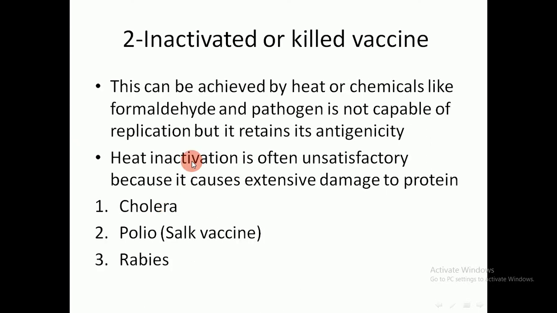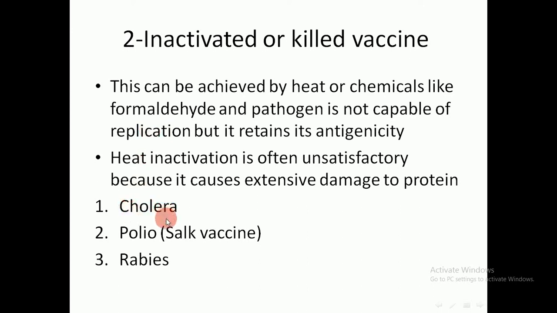A second type of vaccine is the inactivated or killed vaccine, and this can be achieved by heat or chemicals like formalin. The pathogen is not capable of replicating, but it retains its antigenicity. Heat inactivation is often unsatisfactory because it causes extensive damage to the protein, and as we know the most potent antigen is a protein, so when we use heat to inactivate the pathogen, we denature the protein and it becomes of no benefit.